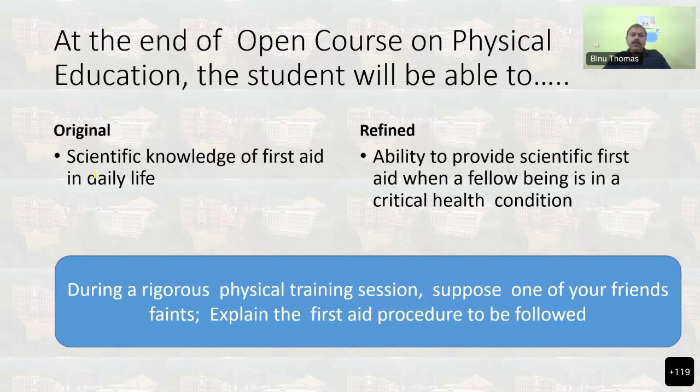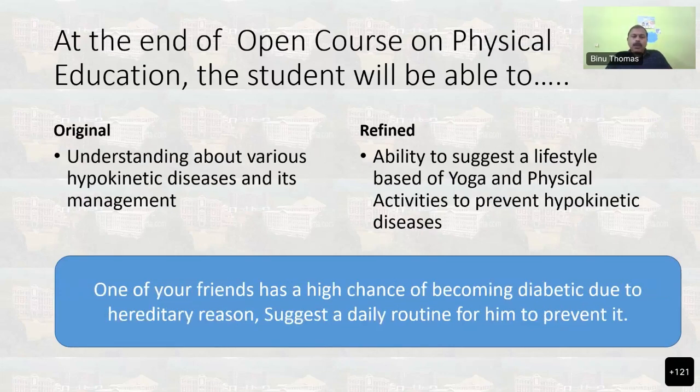Then another outcome was scientific knowledge of first aid in daily life. We refined it as: the ability to provide scientific first aid when a fellow being is in a critical health condition. Suppose he is having the scientific knowledge, but a fellow being faints at a critical moment, and he is not able to deliver the proper first aid, there's no meaning in having that knowledge. So the question can be: in such a situation, what can you do? Then another outcome was understanding about various hypokinetic diseases and their management. So we refined it like this: the ability to suggest a lifestyle based on yoga and physical activities to prevent hypokinetic diseases.